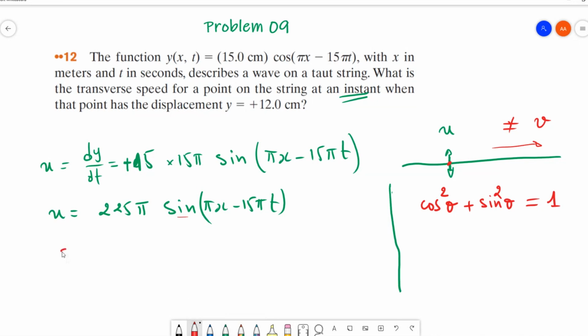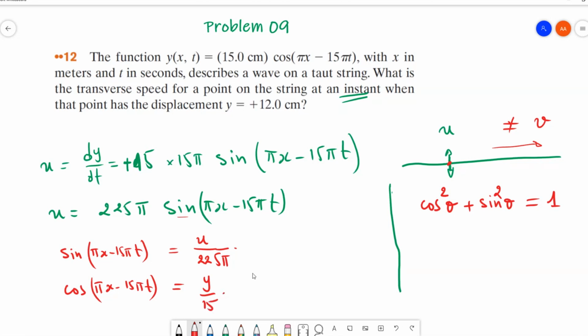So I will say that sine of (pi x minus 15 pi t) is equal to u over 225 pi. Okay, and cosine of (pi x minus 15 pi t), I will deduce from this formula here. It is y over 15. So this one is number 1, this one is number 2.